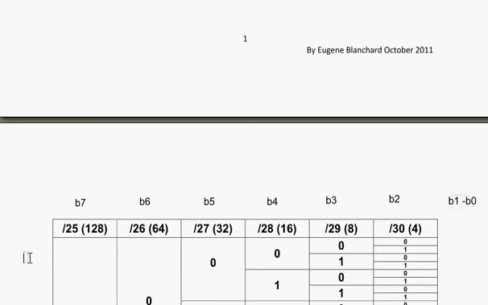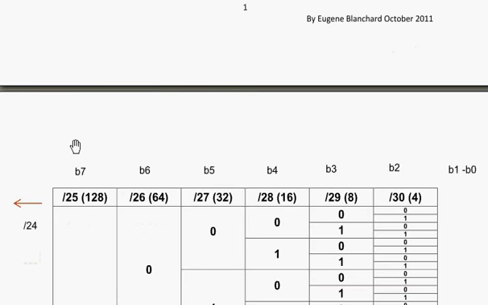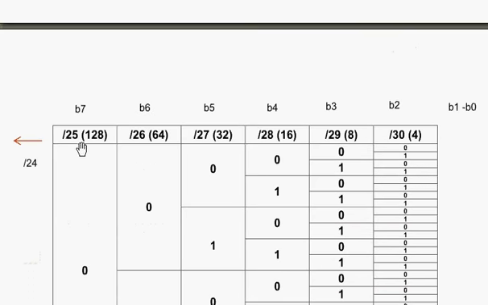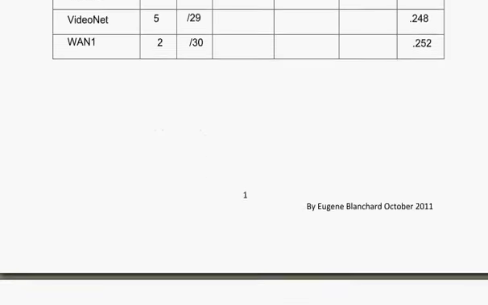Now right here, this is actually our /24 area, right? So everything from here on is our /24, right? So we have columns with /25, 26, 27, 28, 29. This represents our IP address space. And what we're going to do is start reserving it for the different subnets that we're creating.